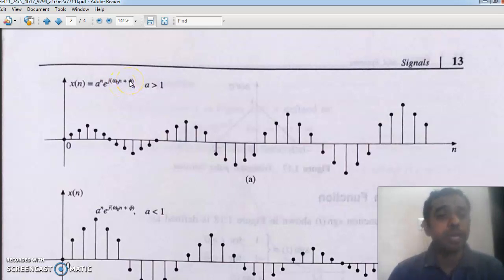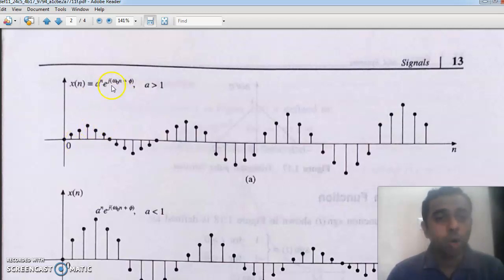Here also, just like the other case, suppose a is greater than 1, say 2. The e raised to j omega term will bring sinusoidal variations, but whether the whole thing is undamped or damped depends on the value of a. If a is greater than 1, say 2, then 2 raised to 1 is 2, 2 raised to 2 is 4, 2 raised to 3 is 8, and it goes like that.